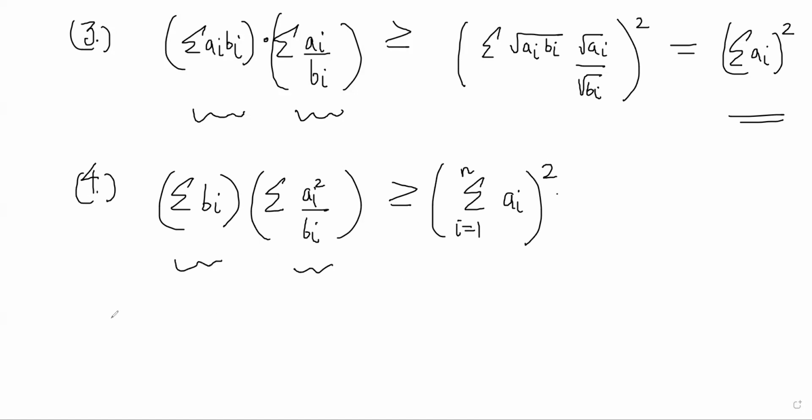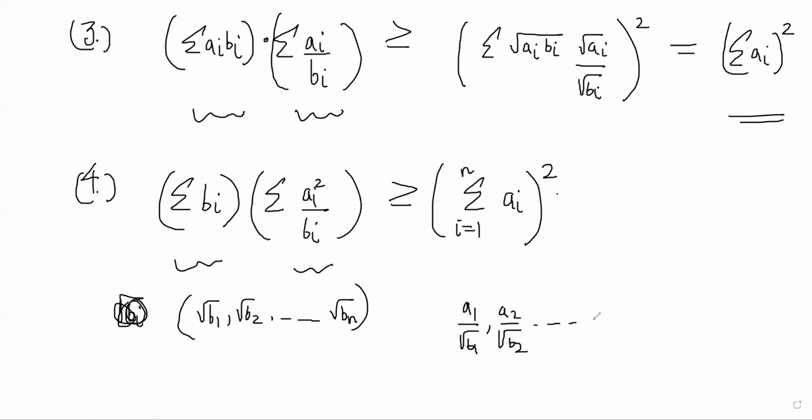Again, apply Cauchy to the vectors. The vector b is root b1, root b2, and so on, root bn. This is one vector. The other vector is a1 by root b1, a2 by root b2, and so on, the other n-dimensional vector. If you apply Cauchy on these two vectors, you should get this result, right? Now let's try to apply this inequality in questions.